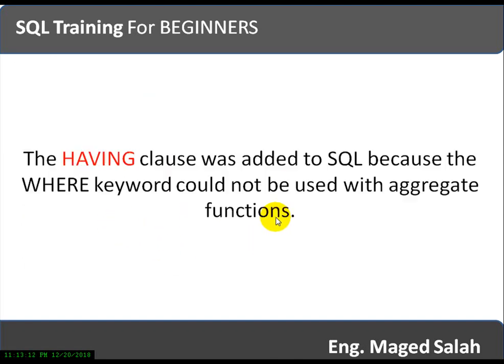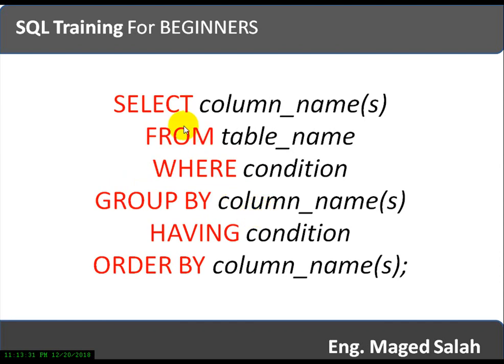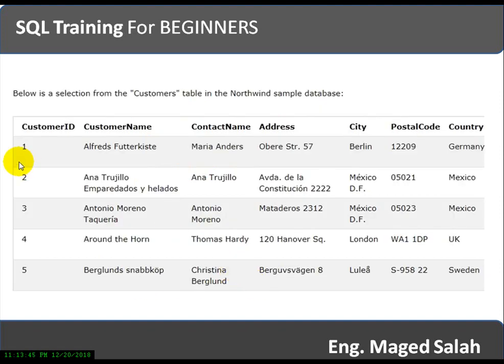SQL HAVING clause. The HAVING clause was added to SQL because the WHERE keyword could not be used with aggregate functions. HAVING syntax: SELECT column_name FROM table_name WHERE condition GROUP BY column_name HAVING condition ORDER BY column_name.